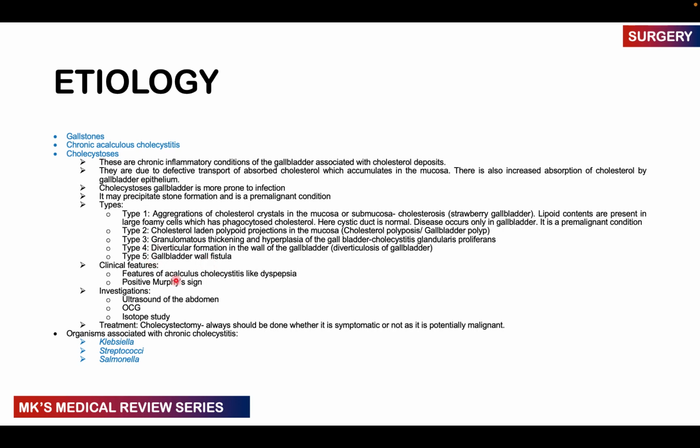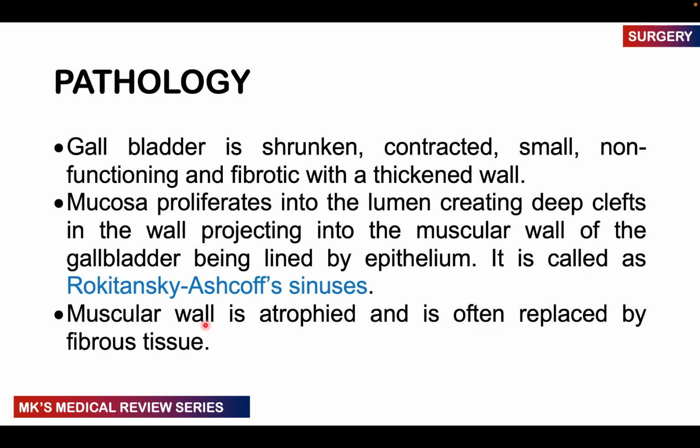Clinical features include features like we saw with calculous cholecystitis, like dyspepsia. You may get a positive Murphy sign. And of course, investigations include an ultrasound of the abdomen, and you may also order isotope scans. The treatment is, of course, a cholecystectomy. This should always be done, whether they are symptomatic or not, because of the potential risk of it becoming malignant.